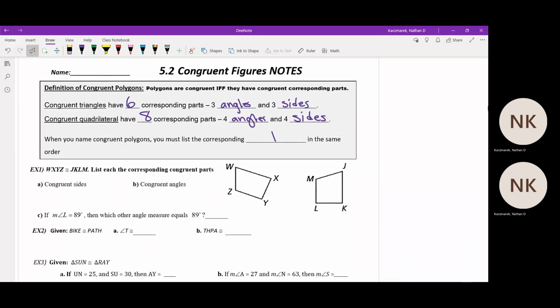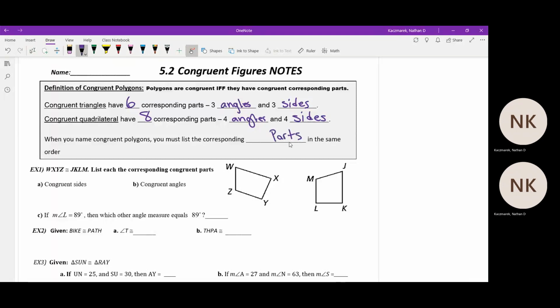Quadrilaterals, on the other hand, are going to have 8 parts because quadrilaterals have 4 sides and 4 angles that we can talk about. Okay. When you name congruent polygons, you must list the corresponding parts in the same order. Don't know how that one got there. It should be parts.